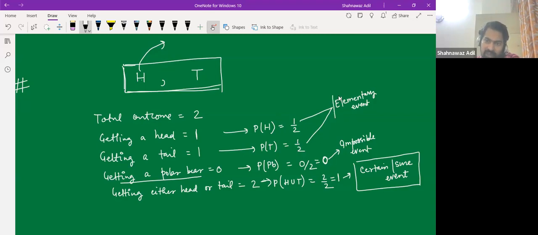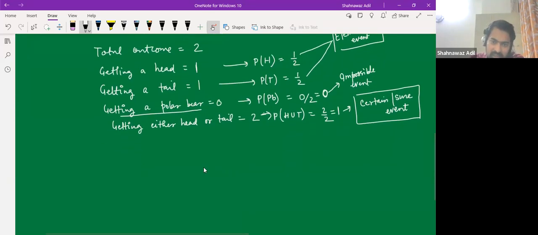So that is why we are calling it an elementary event. Is this part clear, everyone? So what is the minimum probability that I have got? Zero. And maximum, one. So the range of probability of an event is from 0 to 1.